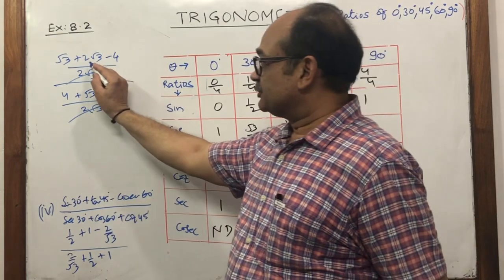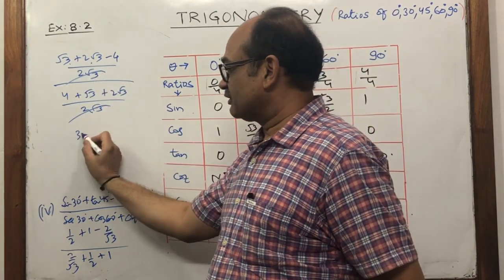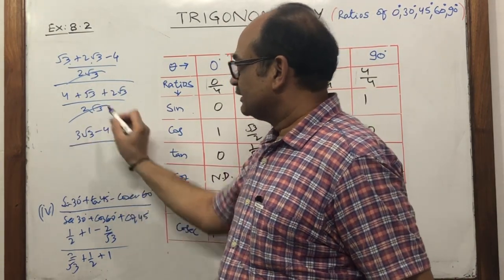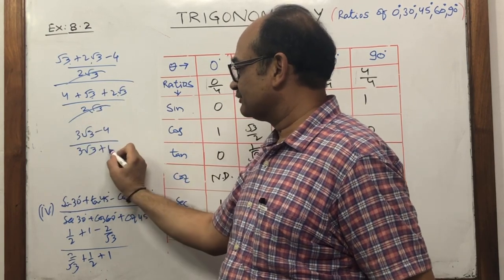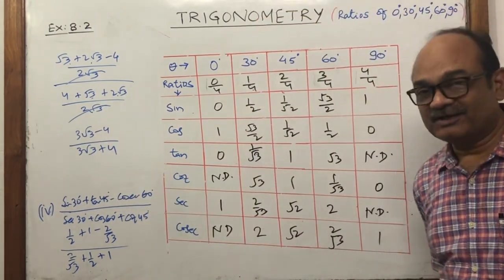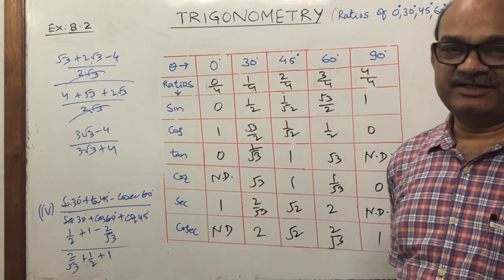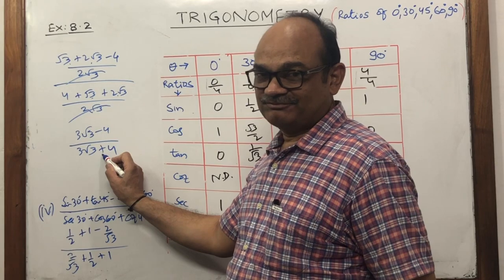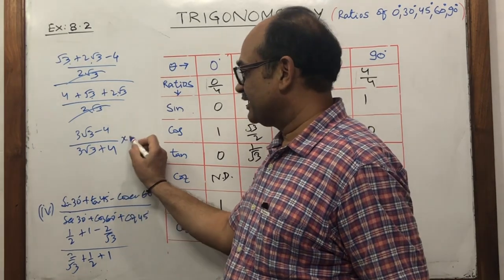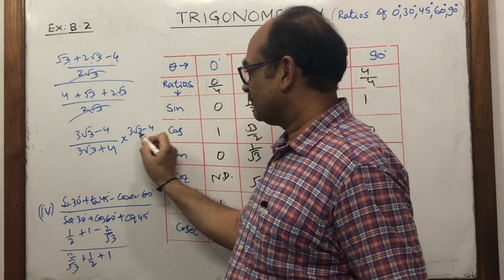So the answer is 2 root 3 and 1 root 3, 3 root 3, plus 4. And you know from your class 9th how we rationalize the denominator? By multiplying by the opposite sign of plus. That means by multiplying and dividing by the minus sign.